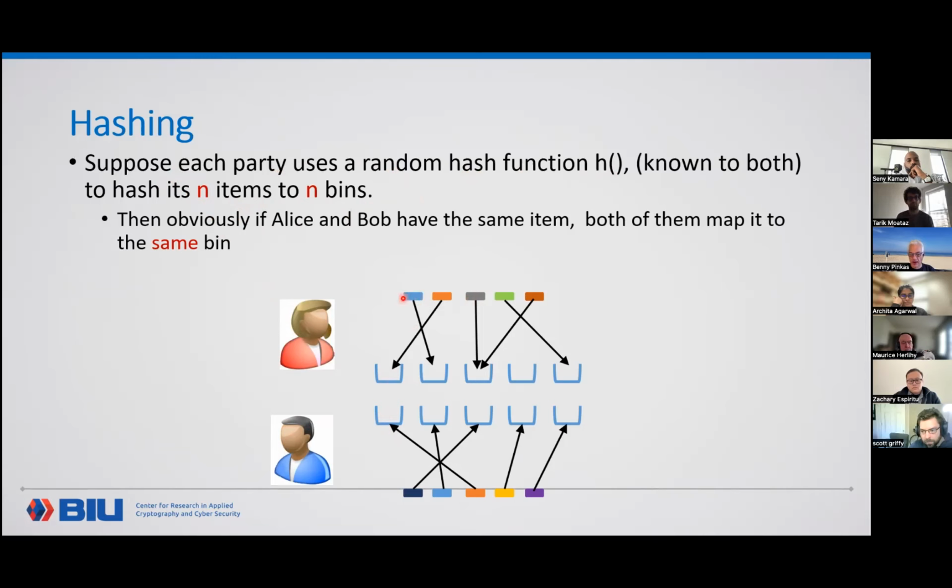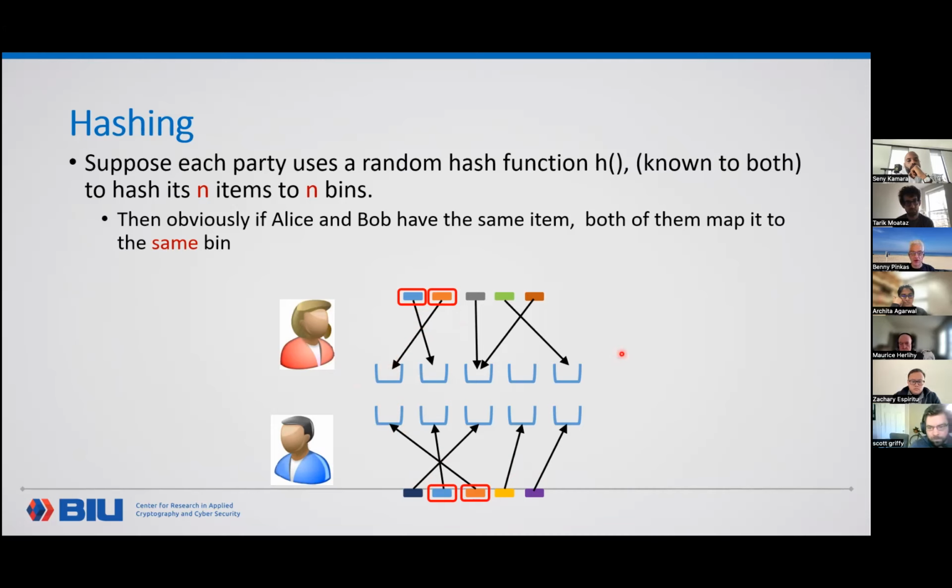So if Alice and Bob have this blue item, they're both going to hash it to the same bin because they're going to apply the same hash function to this item to define the bin to which it is mapped, and the same for this orange item, etc. So what they need to do, they don't need to compare each item of Alice to each item of Bob. They only need to compare the items that Alice mapped to a certain bin to the items that Bob mapped to this bin. So in general, on average, she's going to map only one item per bin.